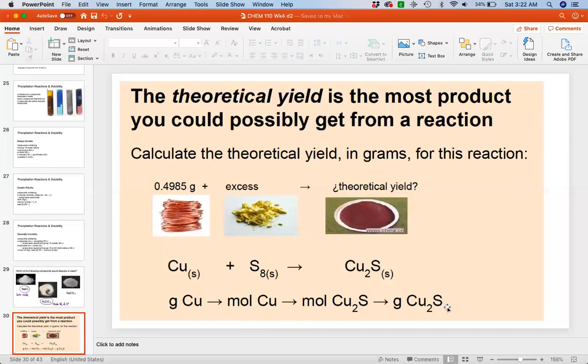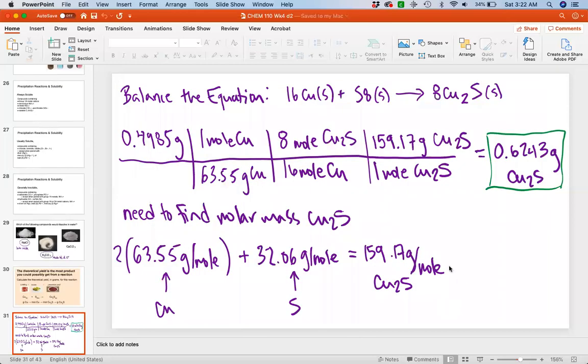So if we think about that calculation then, we would need to balance our equation first and foremost. We always want to balance our equation. So we have 16 Cu plus S8, and that's going to form 8 Cu2S. And so that's our balanced overall equation.